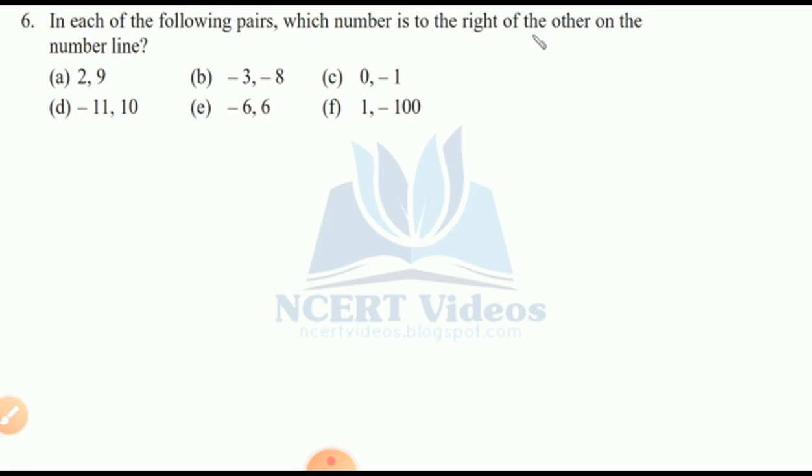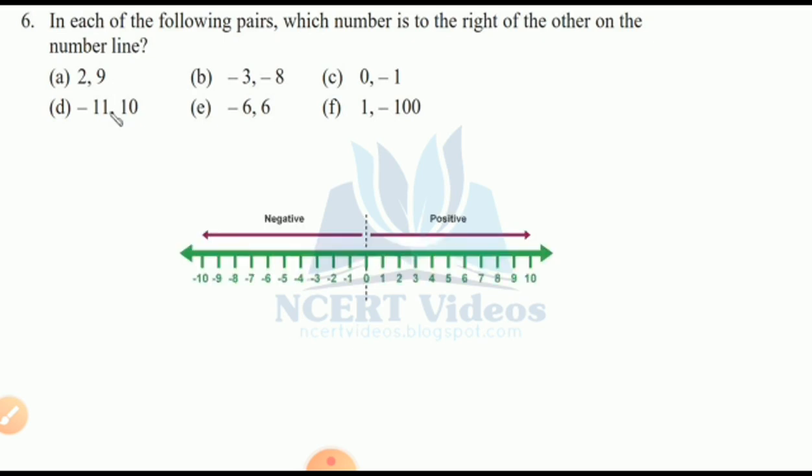Which number is to the right of the other on the number line? Oh, very good question is here. If you draw one number line, we can understand all the answers. 0 in the middle, positive numbers on the right side, negative numbers on the left side. On both sides you can write the numbers 1, 2, 3, 4, 5, 6, 7, 8, 9, 10. Left side also -1, -2, -3, -4. Yes. So both sides' numbers are written the same but the signs are different.